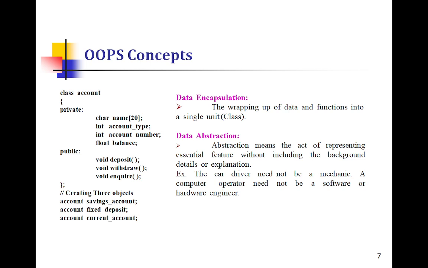A computer operator need not be a software or hardware engineer. Okay, so what is the actual meaning of that particular example? Based on our objective in our real-time applications, we should know about the essential features. That's abstraction, representing the essential features without including the background data. So based on our objective only we can know about that.